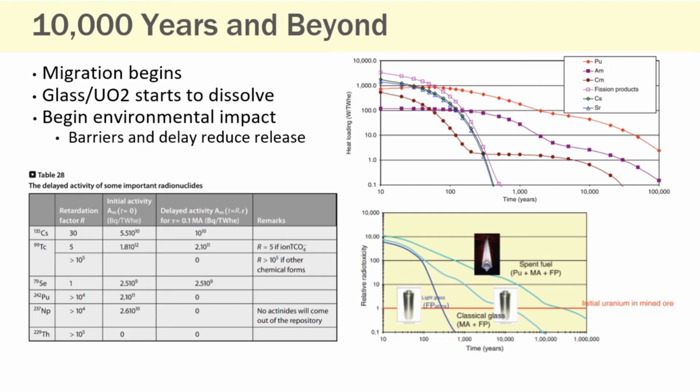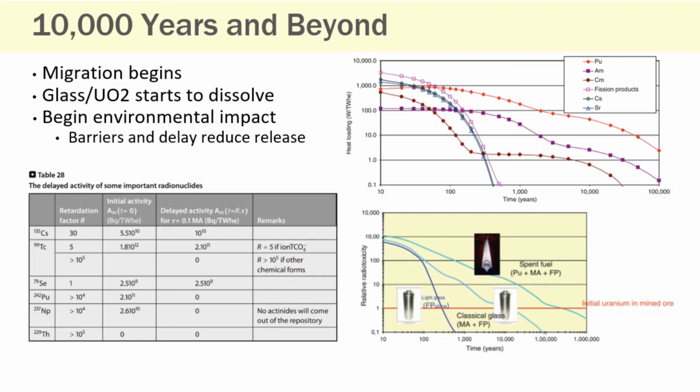10,000 years and beyond is when the next major events start to occur. This is when the migration of the radionuclides start as it begins leaving the glass and host matrices. This is when environmental impacts will begin in the near field as well. The better the barriers and delay factor, the slower this release will be. As shown in Table 28, some of the important radionuclides will no longer be an issue at this point.